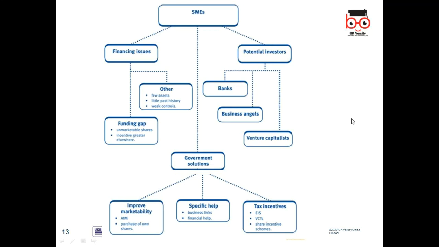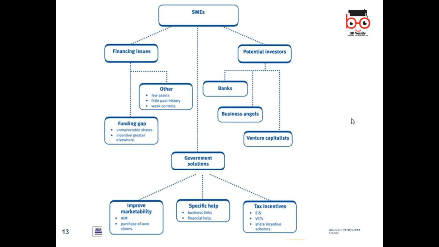Potential investors can be banks, business angels, venture capital, government solutions, institutions. So we can look around, improve market, purchase of own shares. We need to look around, the specific help available now, like coronavirus furlough schemes, and 80% if you have the previous. So that's all we need to look around.